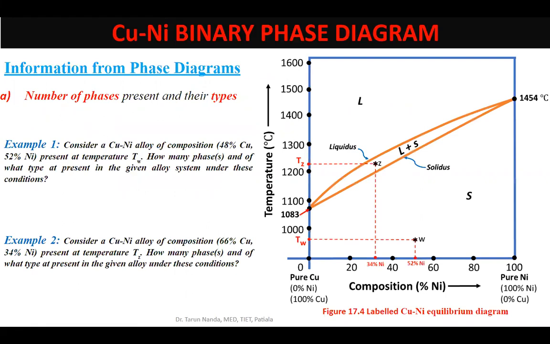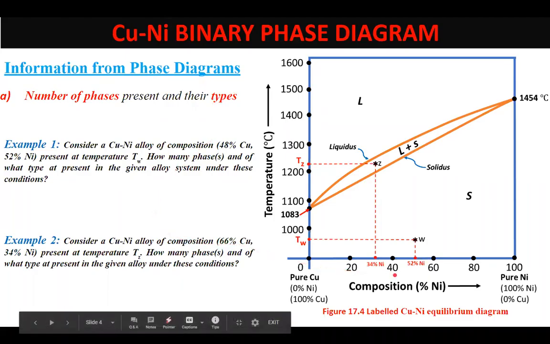The first information that you can have from the phase diagram of a material system is that you can know about the type and the number of phases that are present in the alloy system, in the metal system, under some given conditions of composition and temperature. Now I am explaining these things with the help of some examples.